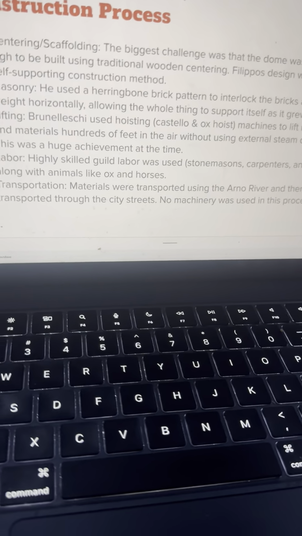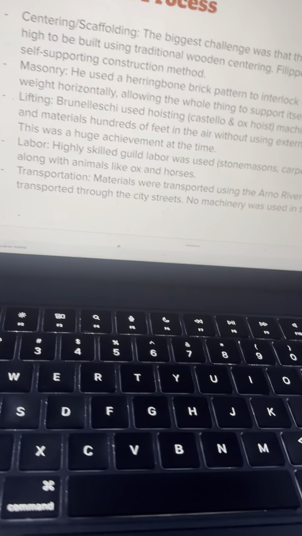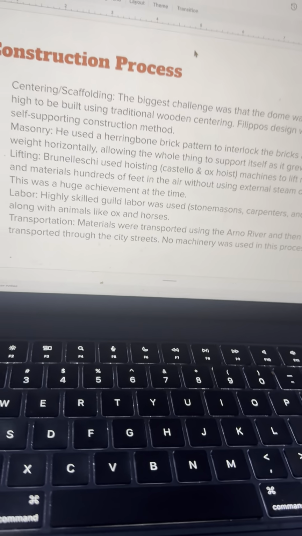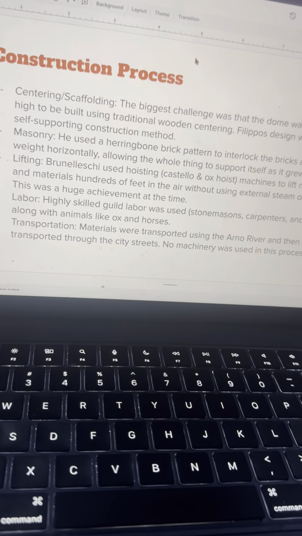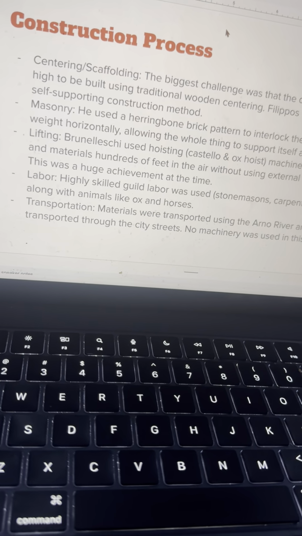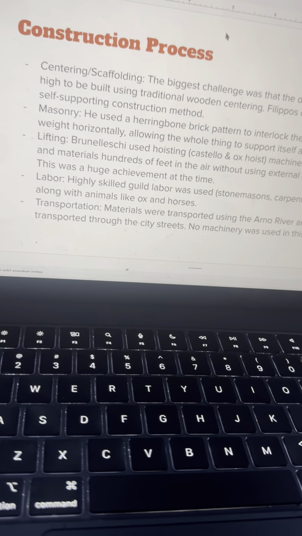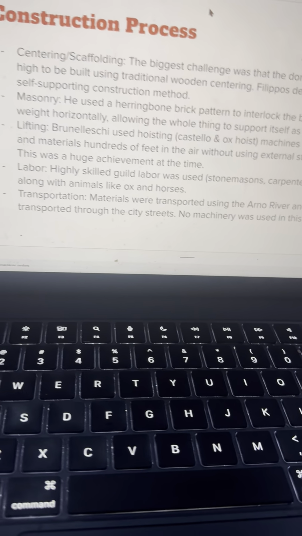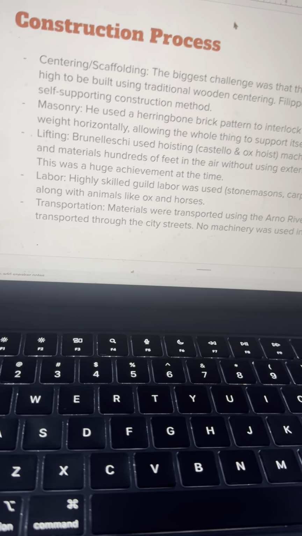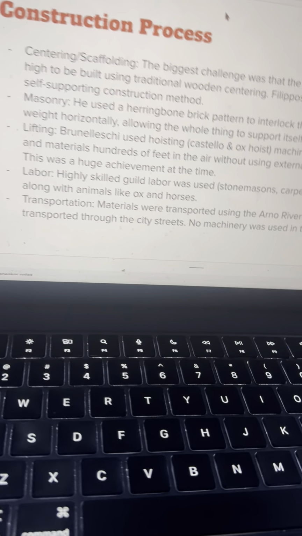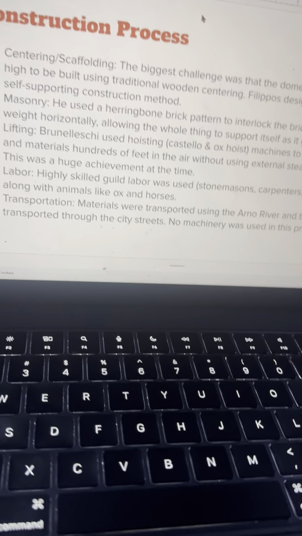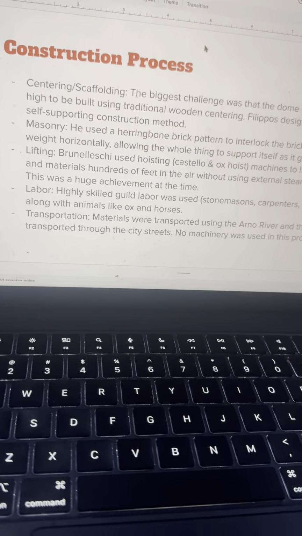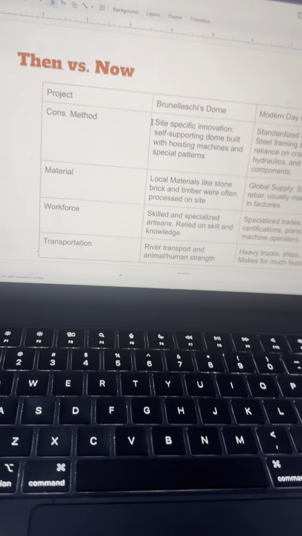Lifting: Brunelleschi used hoisting machines like the Castello or ox hoist to lift massive stones and materials hundreds of feet in the air without using external steam or fossil fuels. This was a huge achievement at the time. The labor used was highly skilled guild labor like stonemasons, carpenters, and artists, along with animals like oxen and horses. Materials were transported using the Arno River and then manually transported through the city streets. No machinery was used in that process.